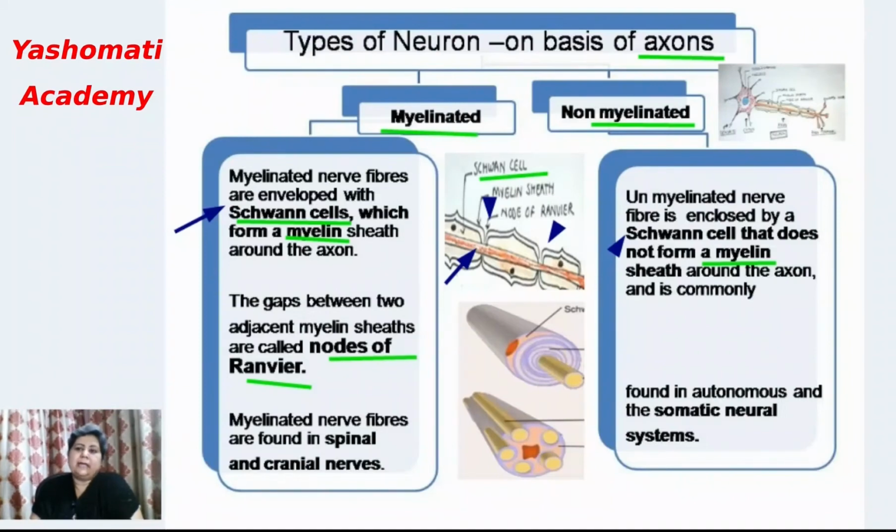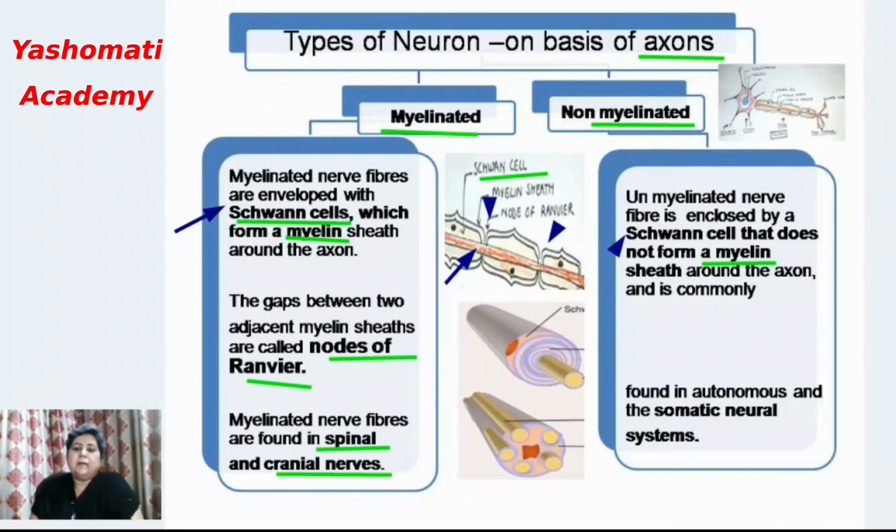Rather, we find that in myelinated axons, the conduction of impulse is much faster as compared to non-myelinated. So, based on this, there is a difference in location also. Myelinated nerve fibers are found in spinal and cranial nerves. Spinal nerves means those nerves which are arising from the spinal cord. Cranial means which are arising from the brain.